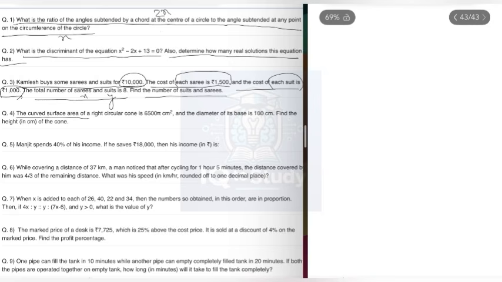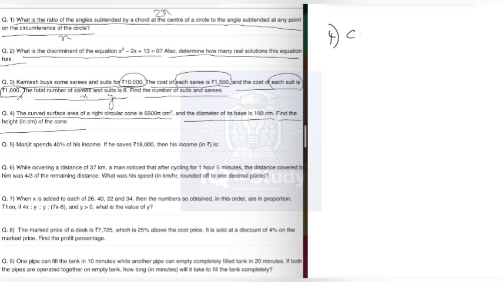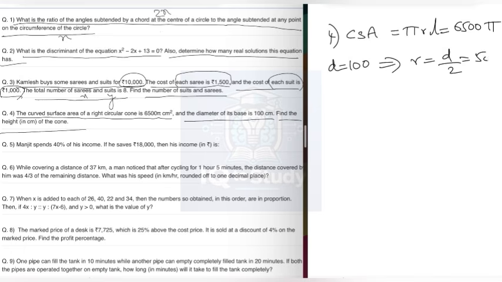The curved surface area of right circular cone is 6500 pi centimeter square and diameter of its base is 100 centimeters. Find the height of the cone. Given curved surface area of a cone which is equal to pi RL is 6500 pi and diameter is 100 centimeters, which implies radius is d by 2, which is 50.